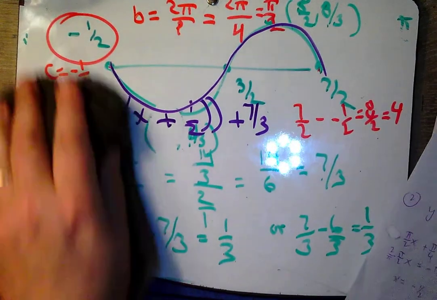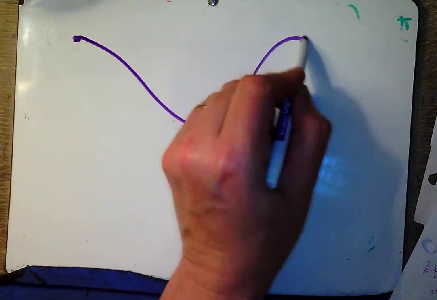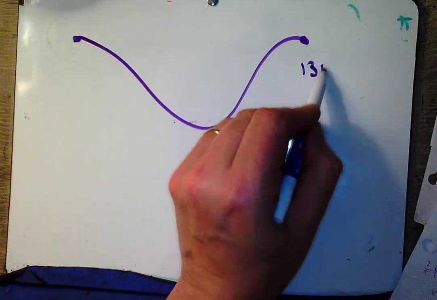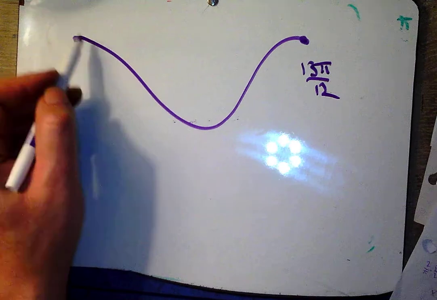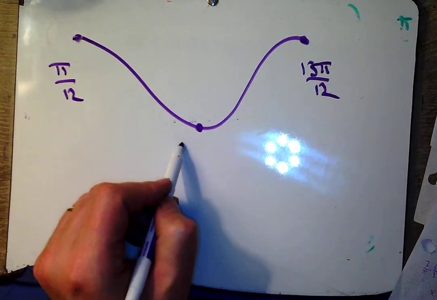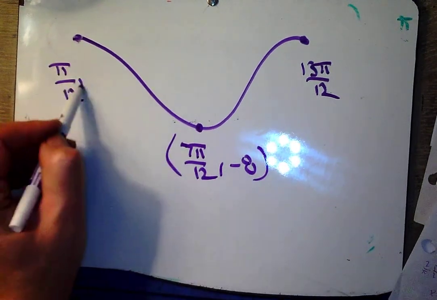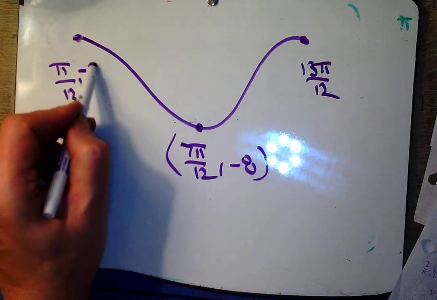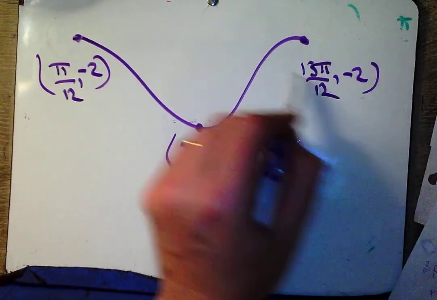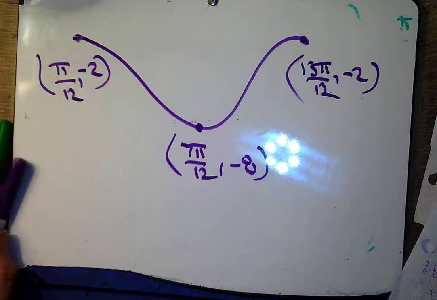Definitely feeling one or two more would be good for you. So, how about this one? Here we have 13 pi over 12. Here we have pi over 12. And this one is called 7 pi over 12, negative 8. And this one is pi over 12, negative 2. And this is also negative 2. So will you write the equation for that graph, please?